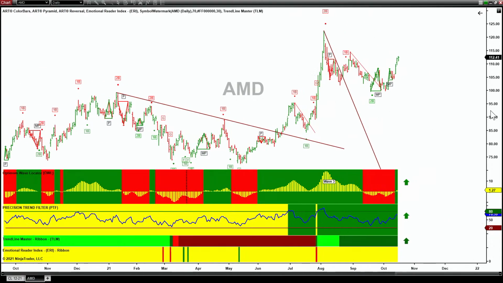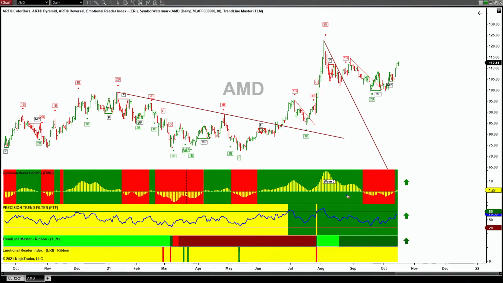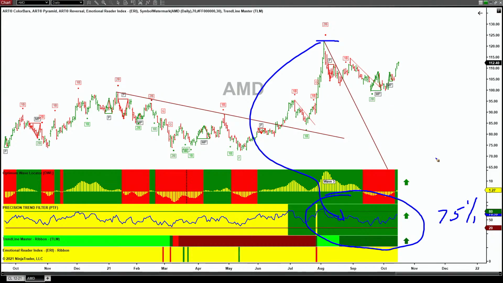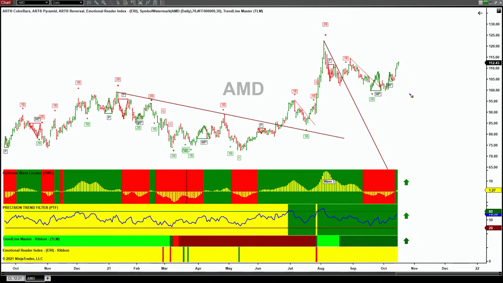And on this one here, you've got a green PTF, 75% accuracy rate, indicating that this highest high in this green indicator, there's a 75% probability we're going higher. That's a pretty powerful statement. So you want to hold your long position.